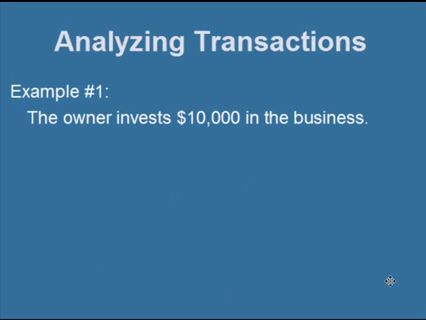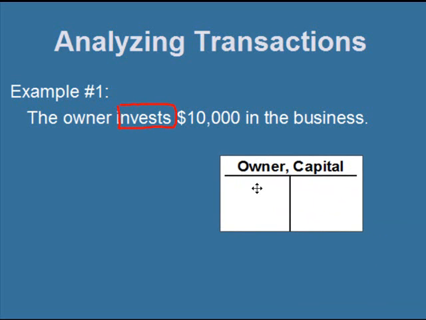With our first example, the owner is going to invest $10,000 in the business. When we analyze transactions, the first thing we have to do is determine which accounts are going to change. When we look at this transaction, we see that word invest, and we know from previous sessions that when we see that word invest, we're going to put that in the owner's capital account. So that's the first account that's going to change.